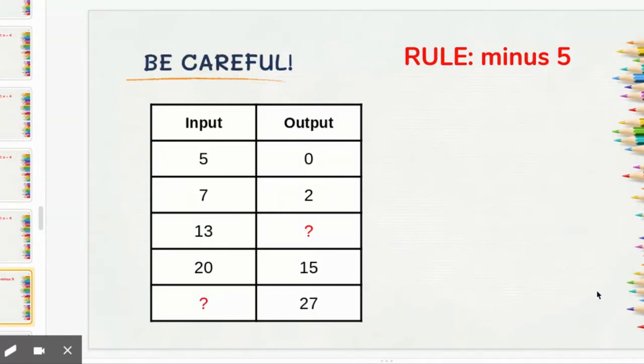Now, you should be careful because sometimes you know what the rule is. And in this case, the rule for this table is minus 5. I know my input is 5, my output is 0. So 5 minus 5 is 0.